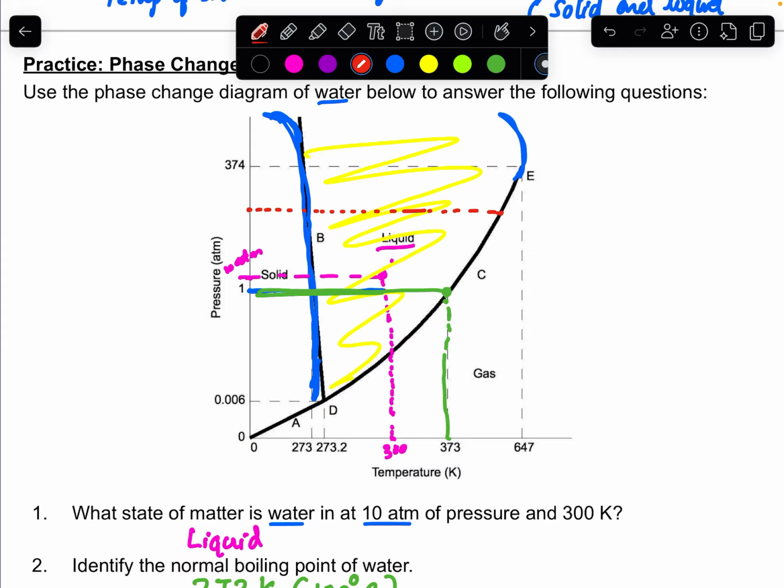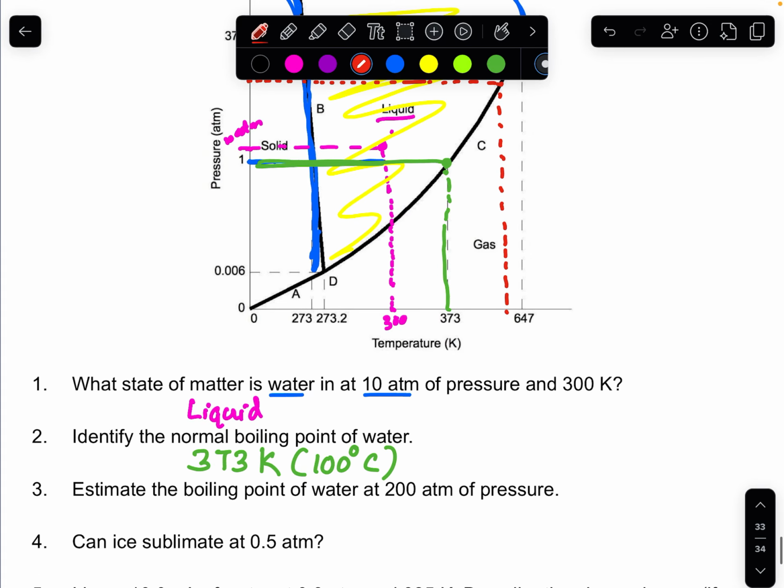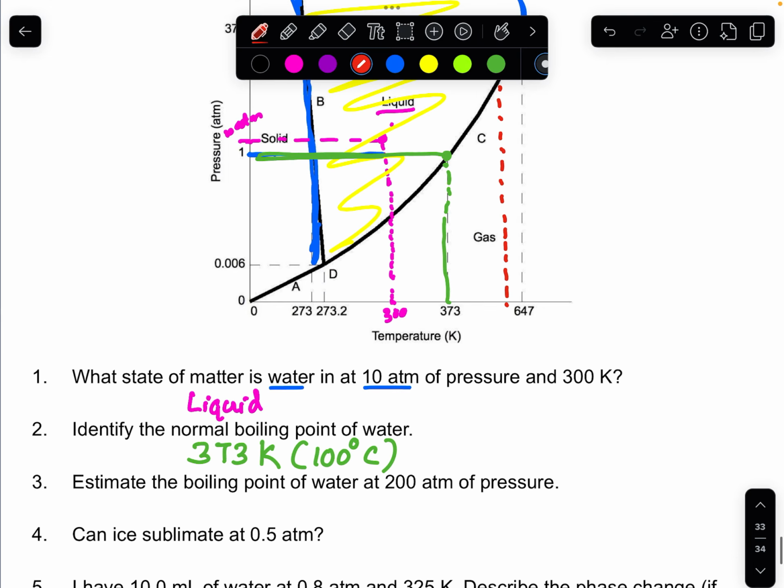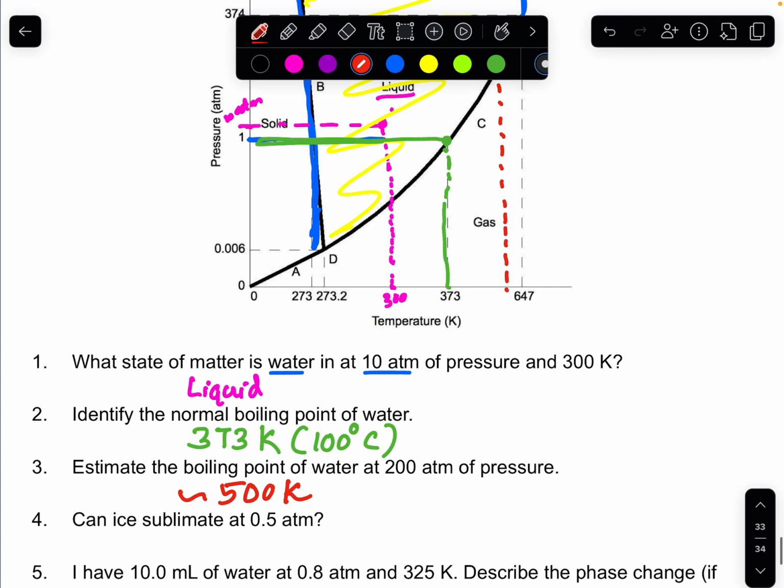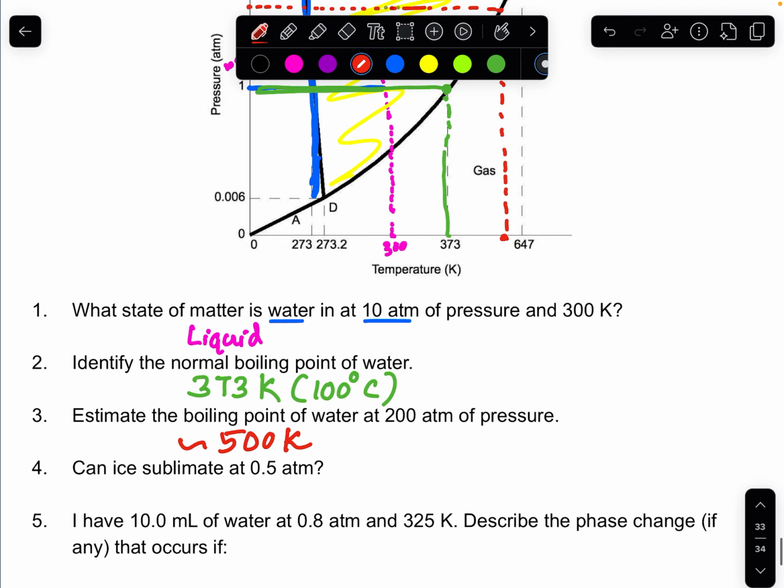This will reach here. Okay, right? So then what will be the temperature there? We can say approximately 500 Kelvin. So the boiling point is increased because the pressure is increased.